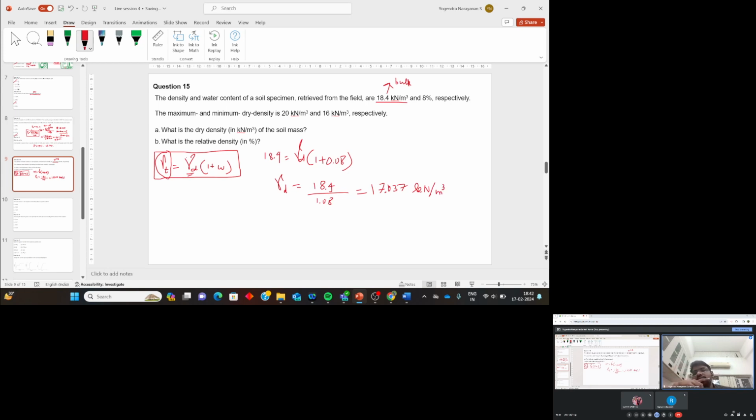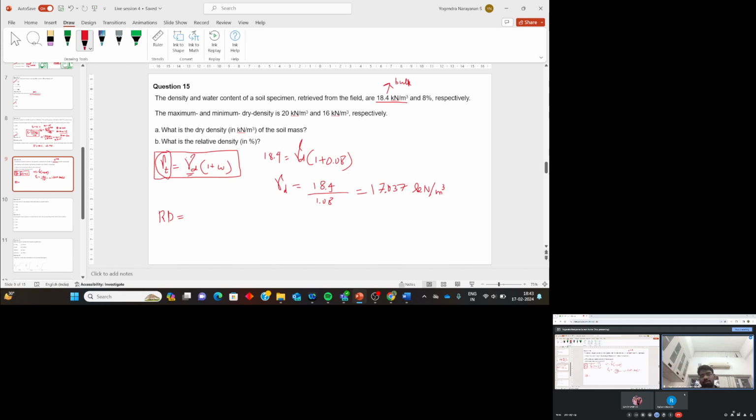Now, can you calculate relative density, or D? Do you know the relationship in terms of density? How it is calculated? If you know, sir, is 0.333. You are close, but can you say the relationship? ID is equal to 1 by gamma d minimum minus 1 by gamma d, by 1 by gamma d minimum minus 1 by gamma d max. Yes.